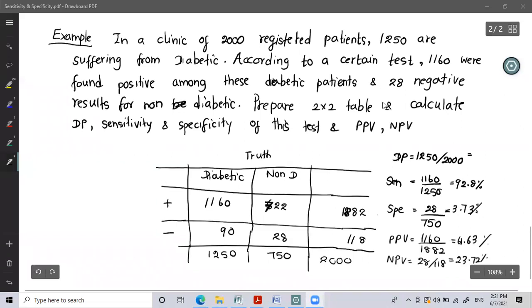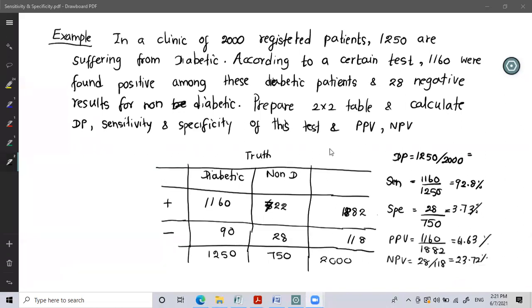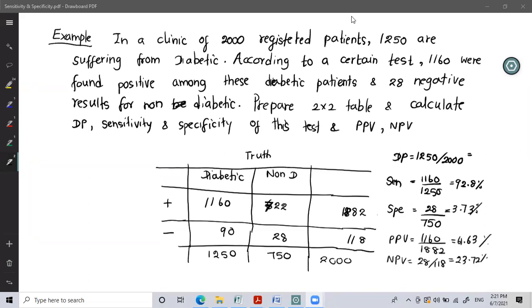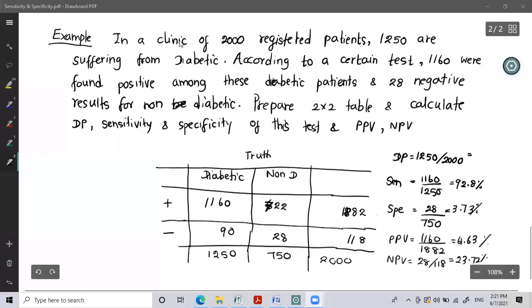Right. Any other question? So usually if sensitivity and specificity are good, PPV and NPV are also good, they have the same relationship.